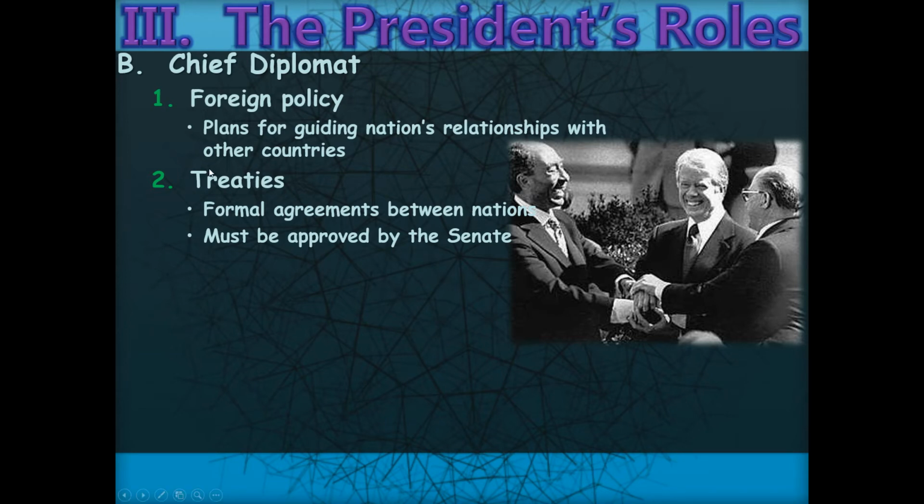And so we have treaties. That's a formal agreement between nations. The president can enter into the treaties. However, that's something that needs approval by the Senate in order for that to go forward.